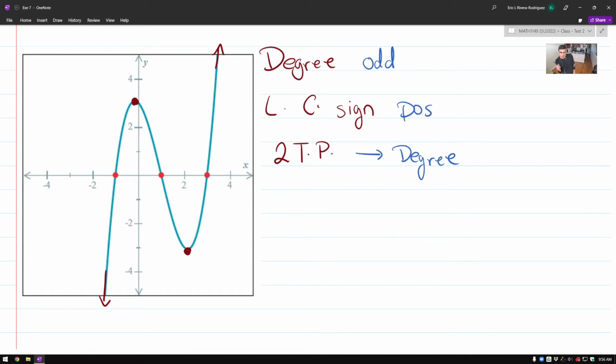We talked about this in the previous class. So take a moment, go to your notes and find what is the relationship between the turning points and the degree of the polynomial, and then tell me what is going to be the relationship here between two turning points and the degree of this polynomial.